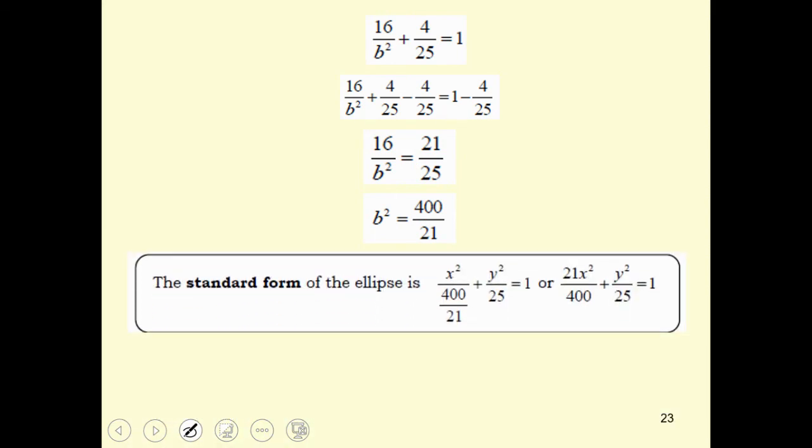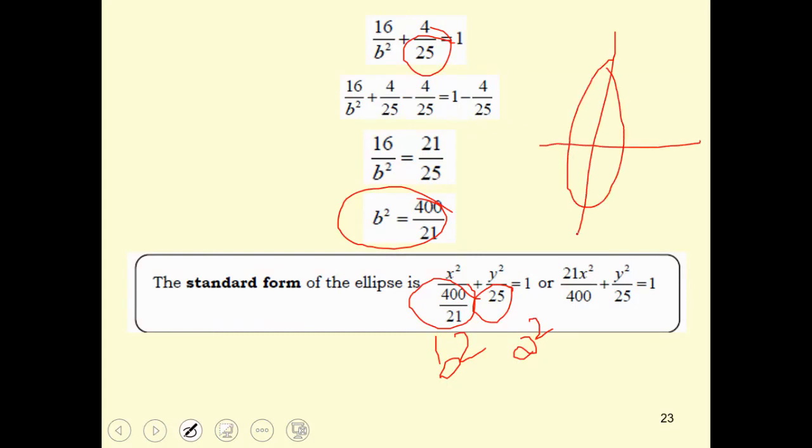So the standard form of the ellipse, we now have b squared and a squared. Remember, b squared is now under x, class. It swapped. It is not a squared there because our orientation is vertical. Okay? Or we can simplify it further.